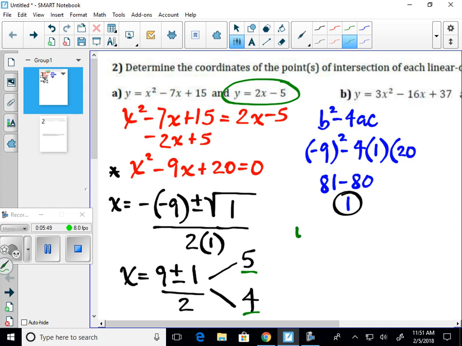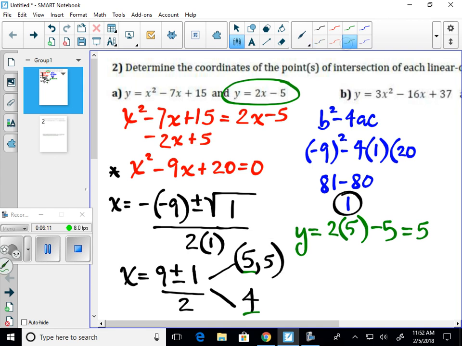So I'm going to have y is equal to 2 times, what's the first x value? Well, it's 5. 2 times 5 minus 5. So 2 times 5 is 10. 10 minus 5 is 5. So I'm saying that one of my points is going to be 5, 5.